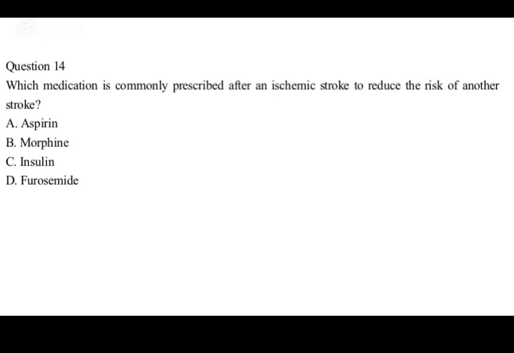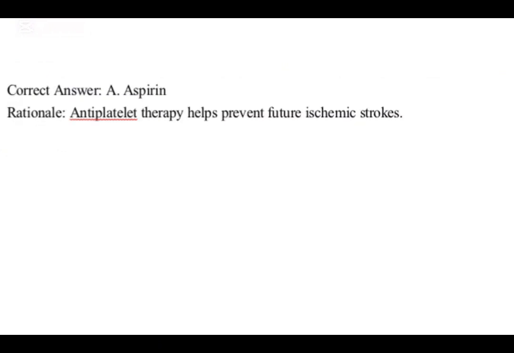Question 14. Which medication is commonly prescribed after an ischemic stroke to reduce the risk of another stroke? A. Aspirin. B. Morphine. C. Insulin. D. Furosemide. Correct answer, A. Aspirin. Rationale: antiplatelet therapy helps prevent future ischemic strokes.